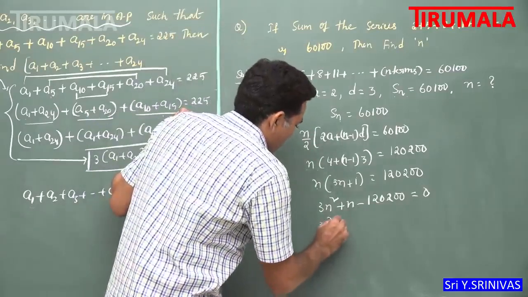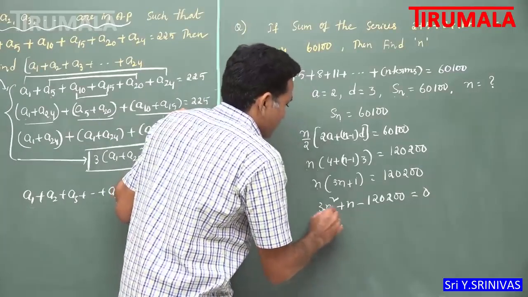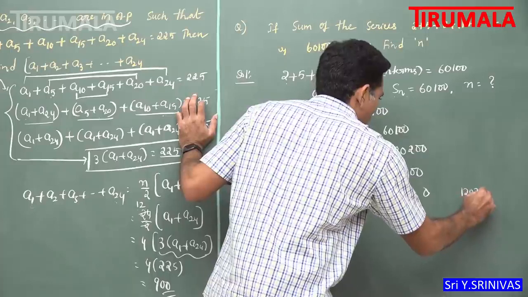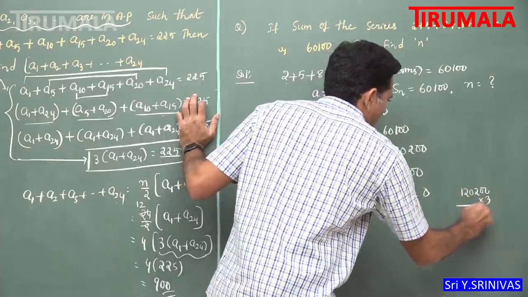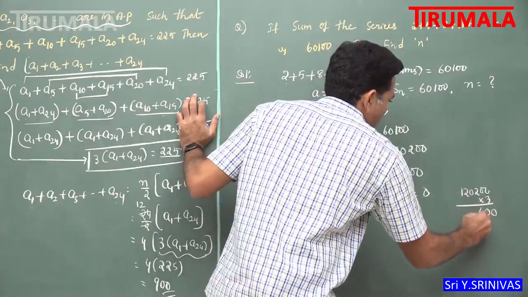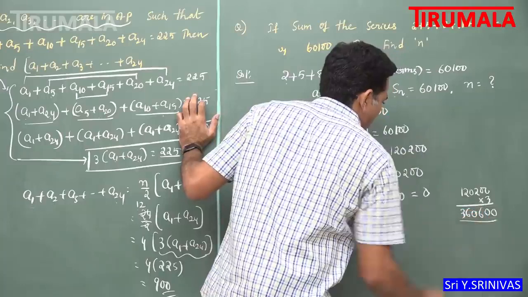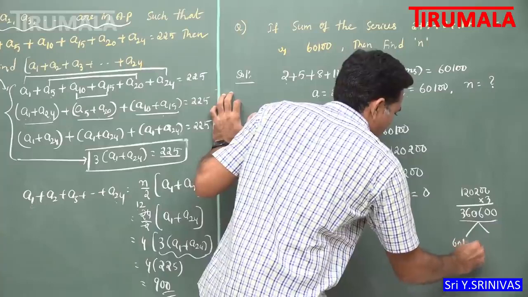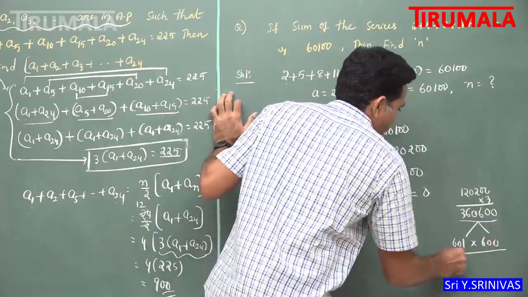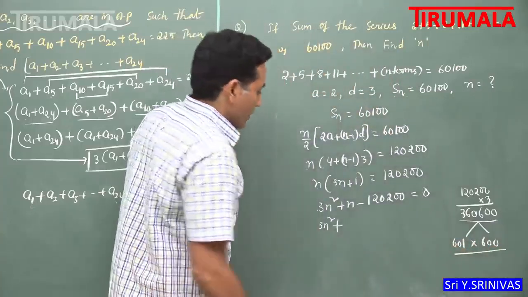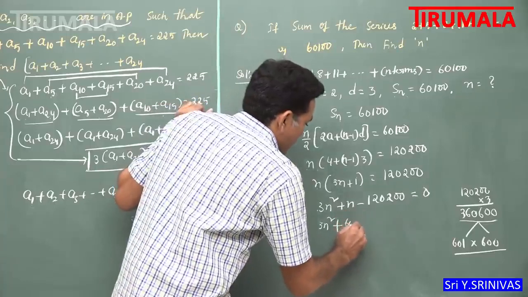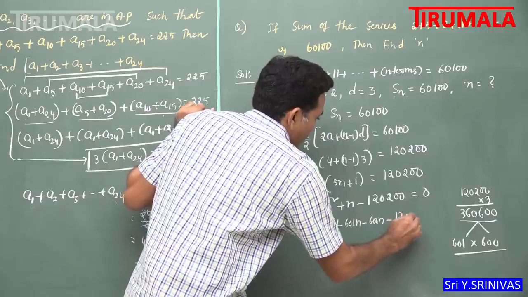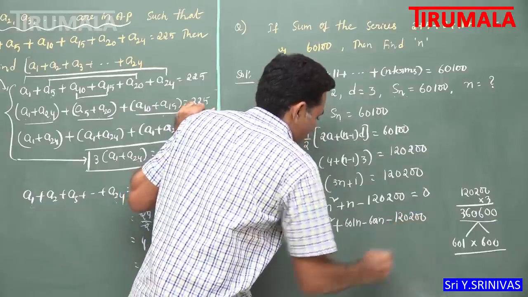We factorize it. 3n square plus it is 3 times 120,200. Now it is the multiplication of 601 into 600. 601 into 600. The middle term can be written as 601n minus 600n minus 120,200.